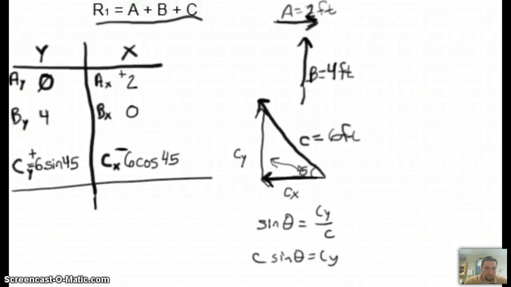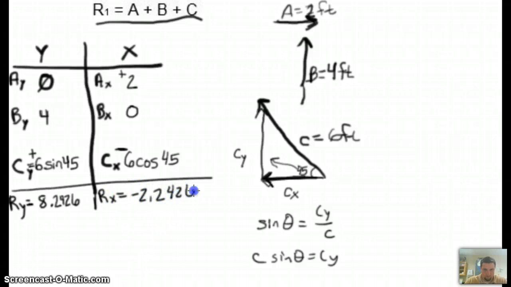Always double check your signs. So then what we do is add these up, and since these are going to be added up as the resultant, we'll call it R sub y. And over here we'll add these up and we'll get a resultant called R sub x. So go ahead and do the calculation. And after I added these up, I got 8.2426. And on my R of x, I get a negative 2.2426. Okay. So these are going to be my y component and my x component of the resultant.